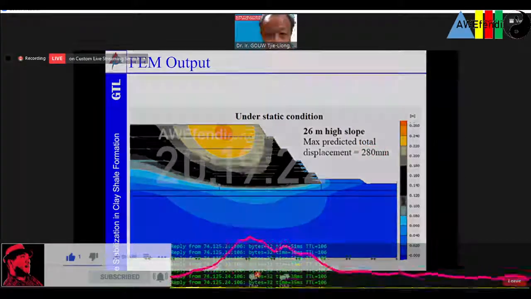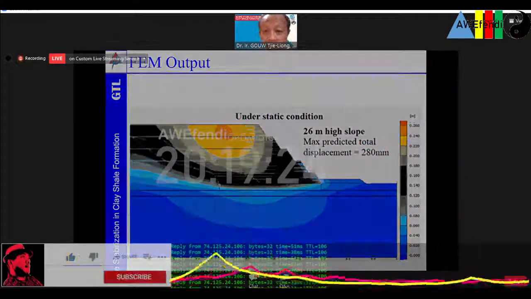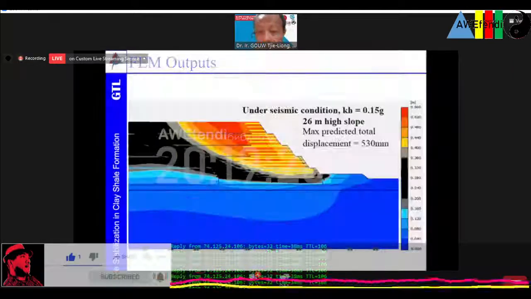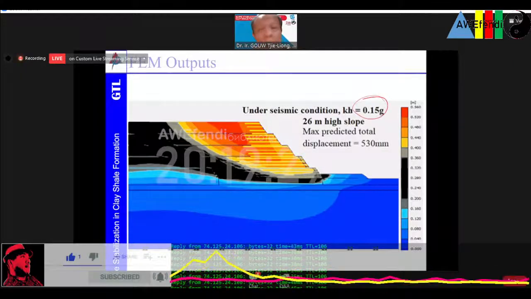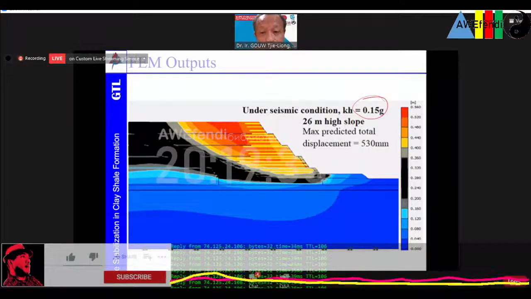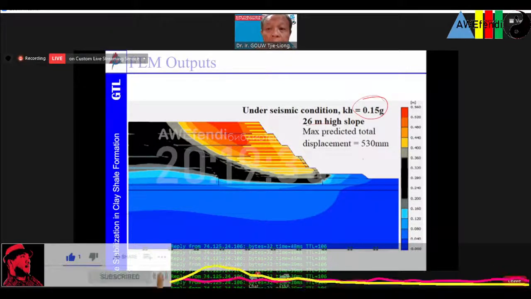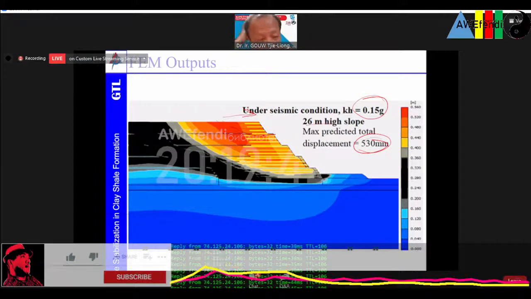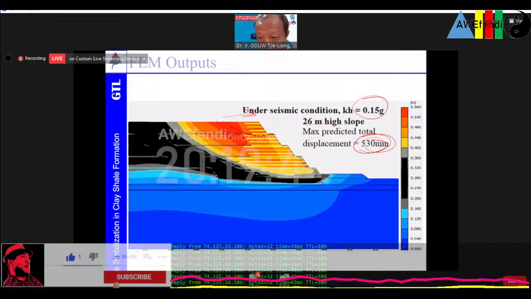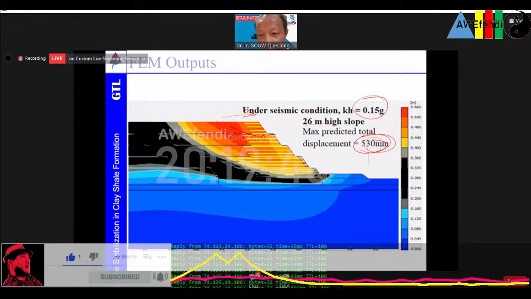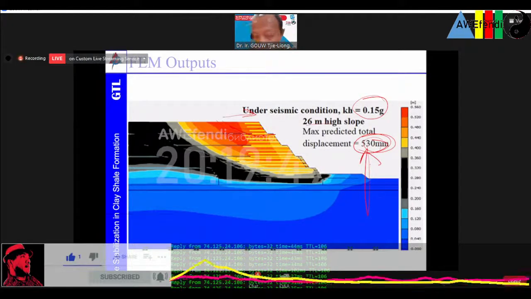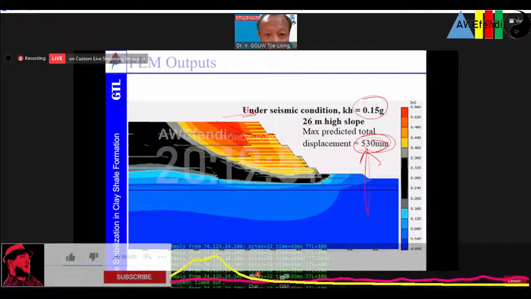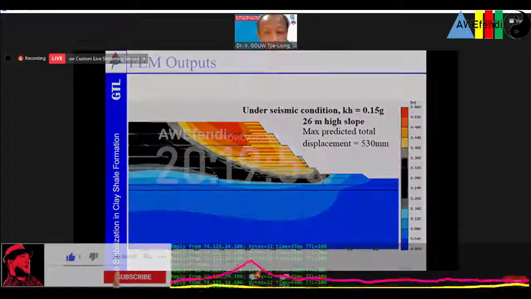And then under earthquake condition, with 0.15 gravitational acceleration, for this 26-meter high slope, the practical maximum outward movement over here will be about 53 centimeter. But no one knows whether this will take place or not under a seismic condition.